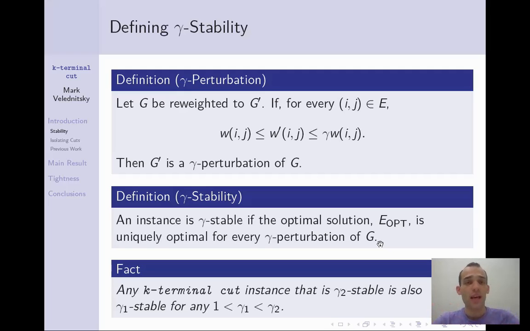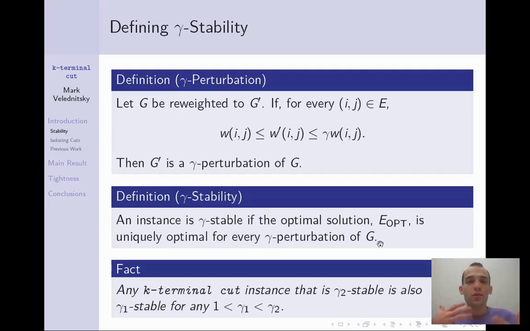The first is the notion of gamma stability, and in order to define that, I need to talk about gamma perturbations. So if we have one of these instances, a weighted graph, we'll define a gamma perturbation of it as multiplying each edge in the graph by some factor up to gamma. So that can be a different factor for each edge in the graph, but essentially you go through the graph and you're allowed to multiply each edge by something up to gamma. Now an instance is said to be gamma stable if the optimal solution, the set of edges that you remove in the minimum k-terminal cut, remains optimal for every gamma perturbation of that graph.